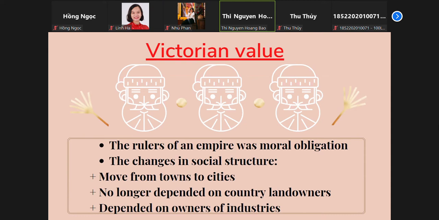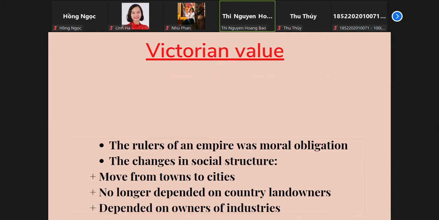There were great changes in social structure. The Industrial Revolution prompted a large segment of the British population to shift from agricultural to manufacturing careers. As job opportunities moved to the cities, people flocked to urban areas like London and Birmingham for work in factories, especially in the textile industry. They no longer depended on country landowners for their living, but rather on the owners of industries. The next slide, please.